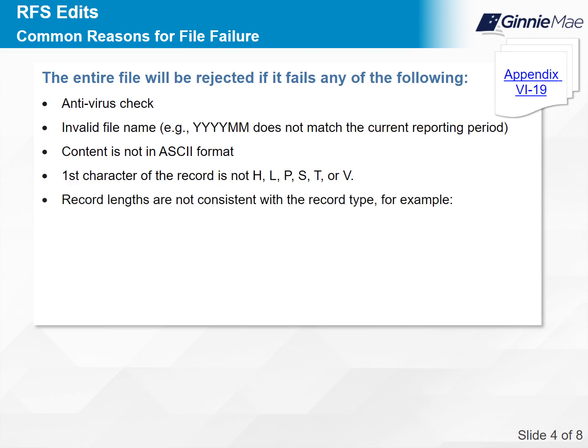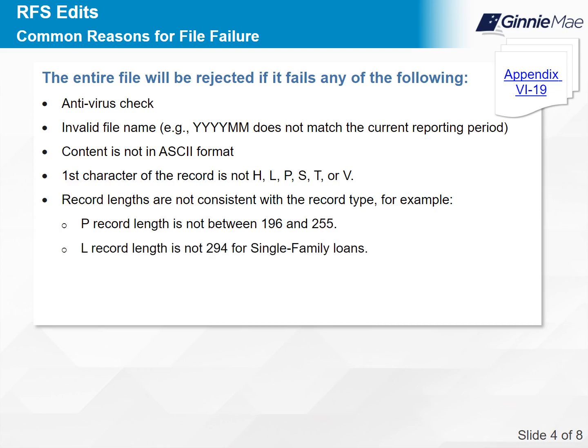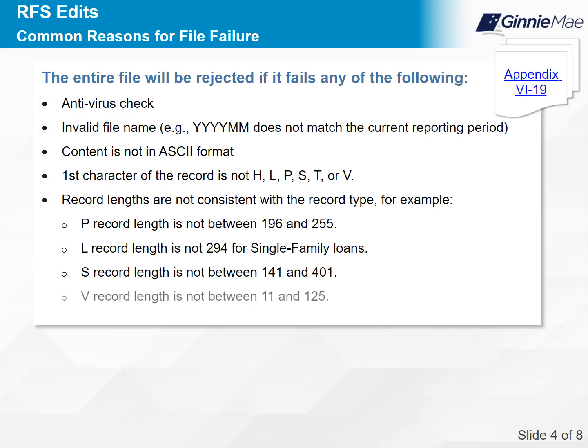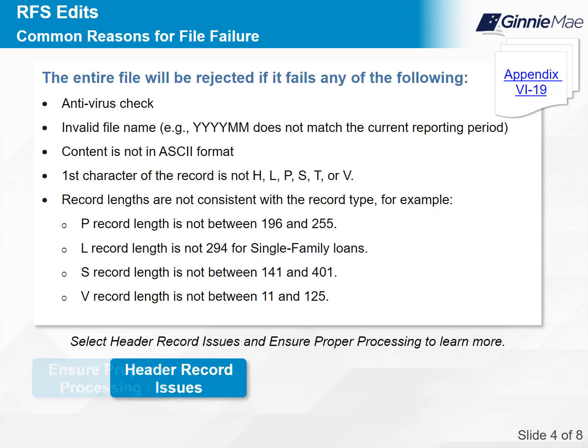If the record lengths are not consistent with the record type, the file will fail. For example, the P record length is not between 196 and 255, or the L record length is not 294 for single-family loans. The S record length must be between 141 and 401, and the V record length must be between 11 and 125. Select Header Record Issues and Ensure Proper Processing to learn more. Select Next to continue when you are ready.